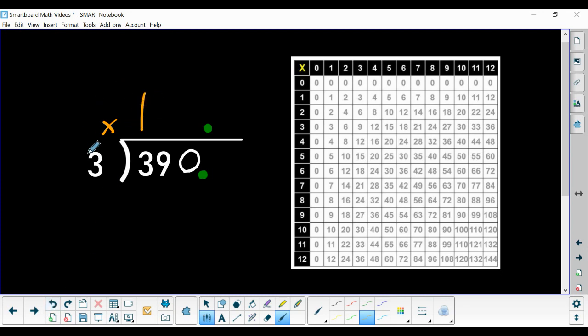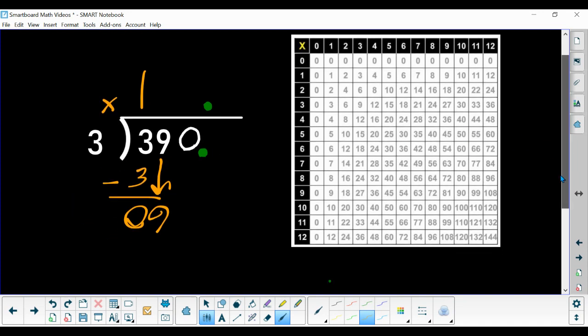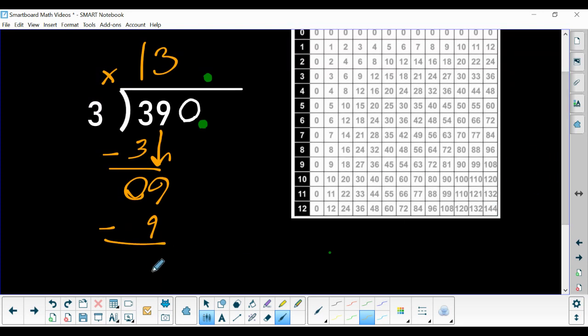One time. 3 times 1 is 3. Subtract, you're left with 0. Then you drop down your 9. Now we're going to ask ourselves, how many times does 3 go into 9? 3 times. 3 times 3 is 9. You subtract, you end up with 0.